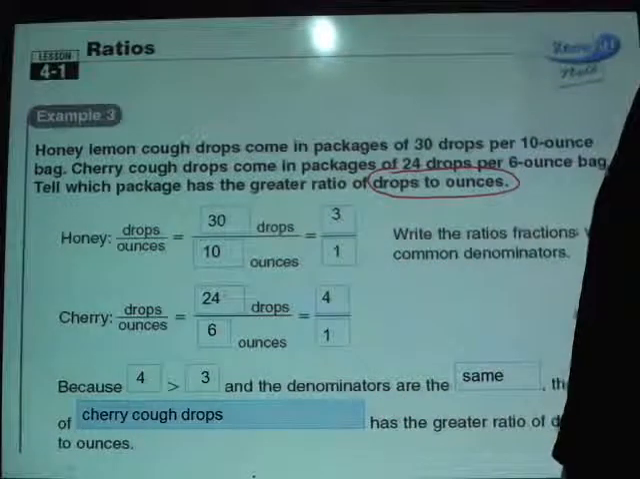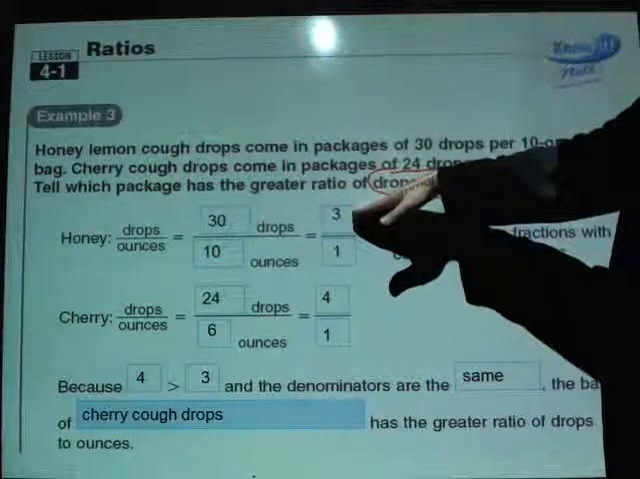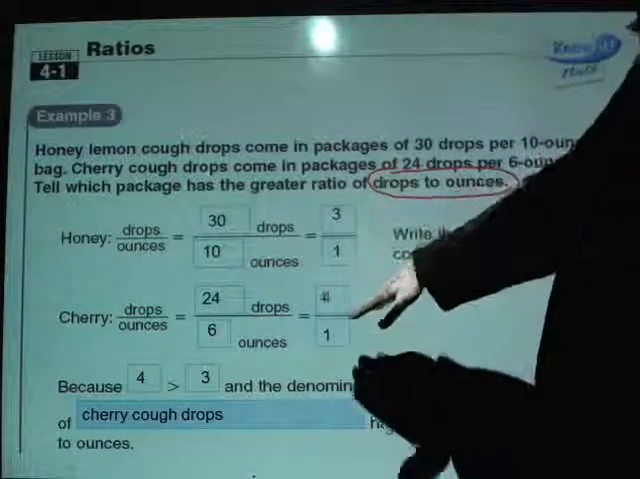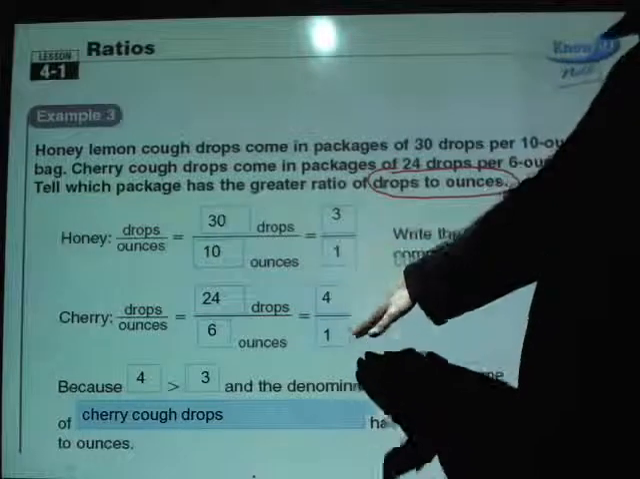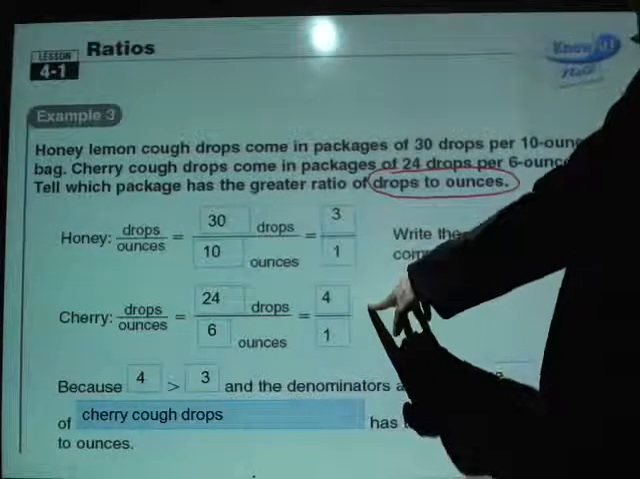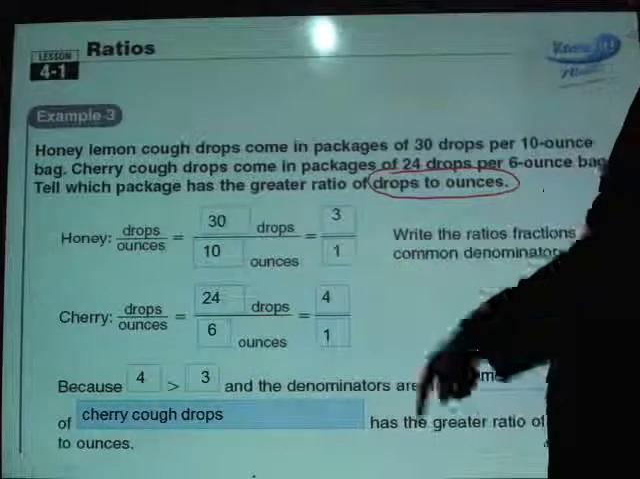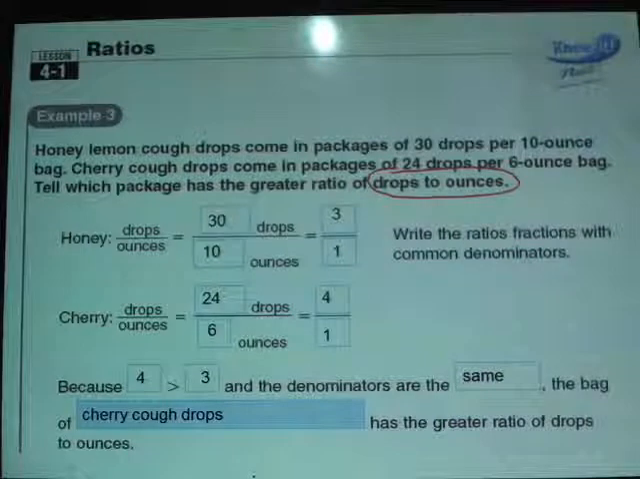24 divided by 6 is 4. So when I buy the honey drops, I'm getting 3 drops per ounce. When I buy the cherry drops, I'm getting 4 drops per ounce. Well, obviously, 4 here indicates that I'm getting a better amount per ounce here. So in this case, since 4 is bigger than 3, once I have the denominators the same, we find out that we're getting a greater ratio of drops to ounces when we buy the cherry cough drops.